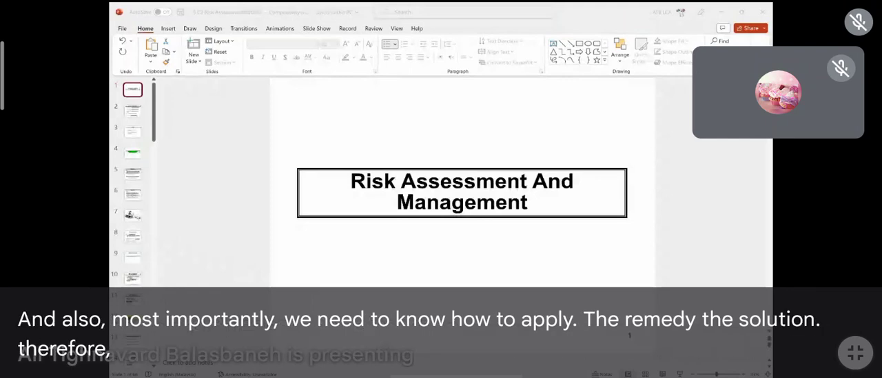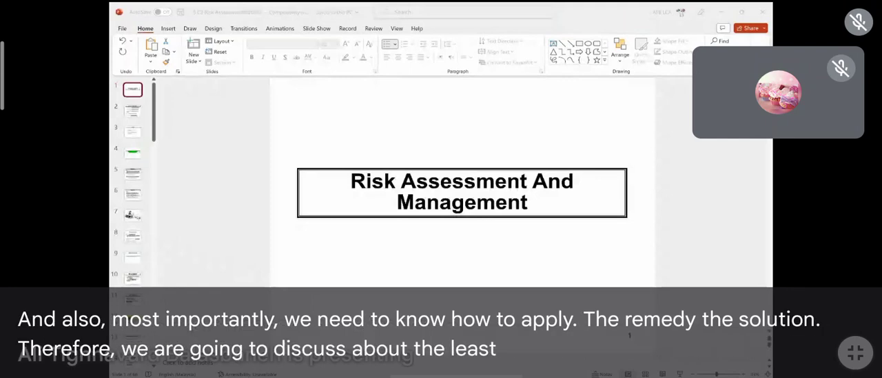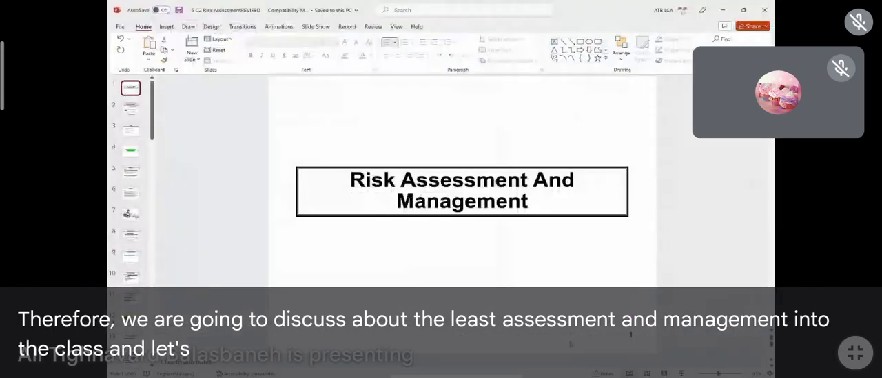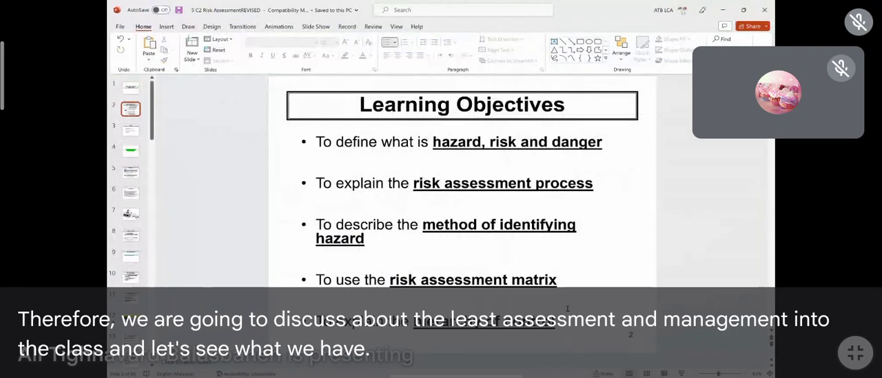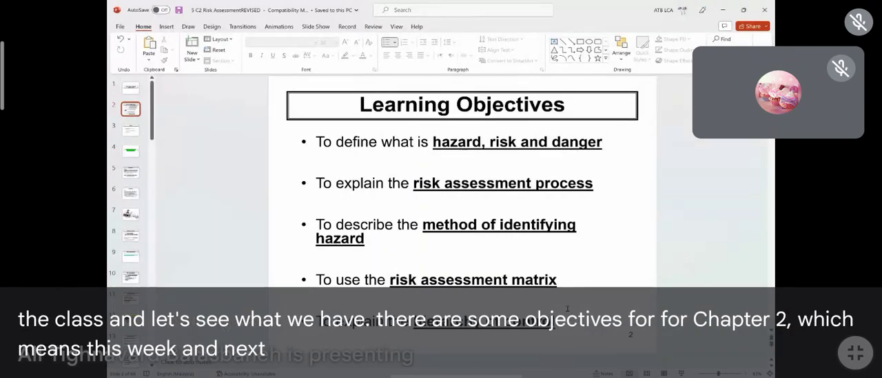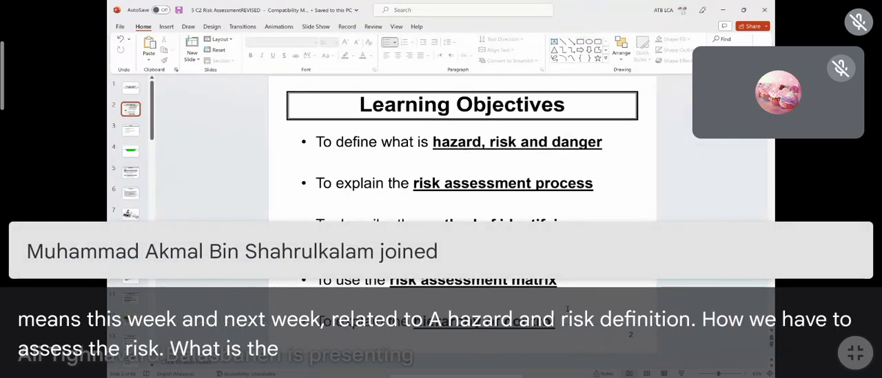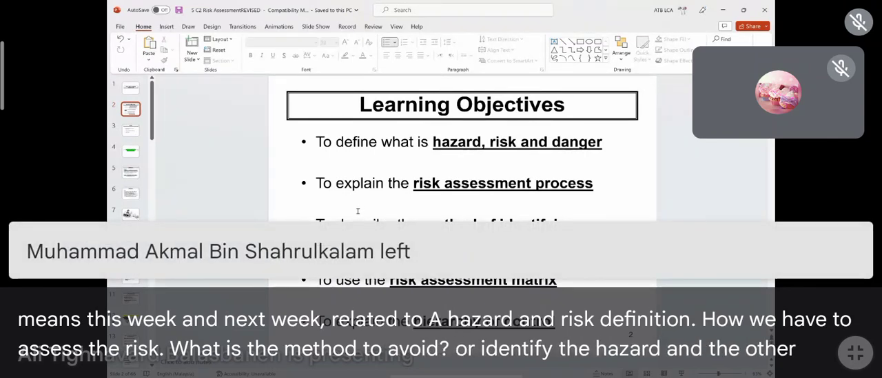Therefore, we are going to discuss risk assessment and management in today's class, and let's see what we have. There are some objectives for chapter 2, which means this week and next week, related to hazard and risk definition, how we have to assess the risk, what is the method to avoid or identify the hazard, and the other things you can read here.